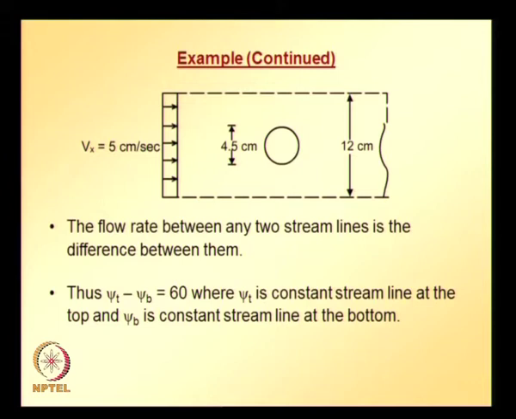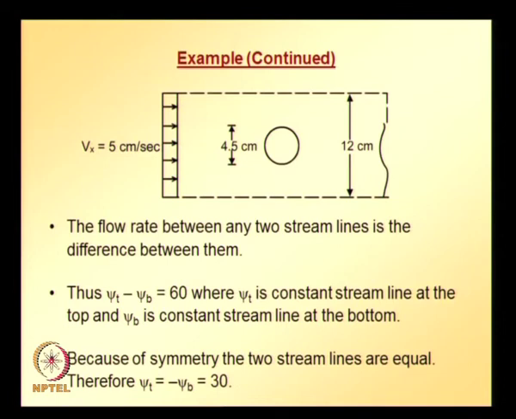Because of symmetry, the two streamlines are equal, and actually because of symmetry we can model only a quarter of this domain. In that case, psi t is going to be minus of psi b, equal to 30, which is half of 60.